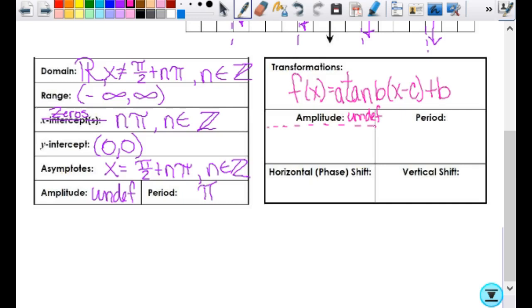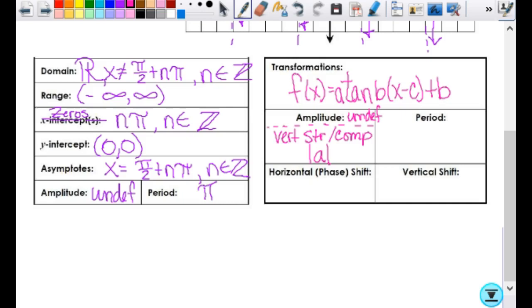So here instead I still have a vertical stretch or a compression, and that's still the absolute value of A. So A is still important. It's still going to stretch or shrink my graph. It's just not called the amplitude.